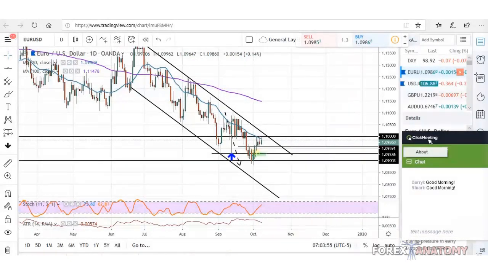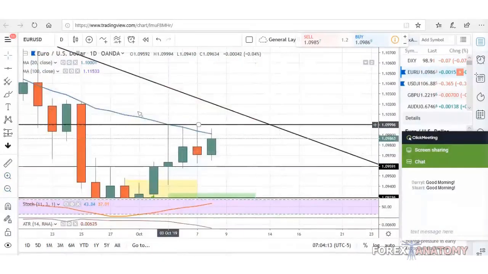Price had a difficult time breaking through this particular institutional level of $1.10, and you can see that it's also finding some resistance right at this 20-day moving average. This 20-day moving average is functioning like a dynamic resistance. So there are multiple reasons why price is having a difficult time breaking higher.